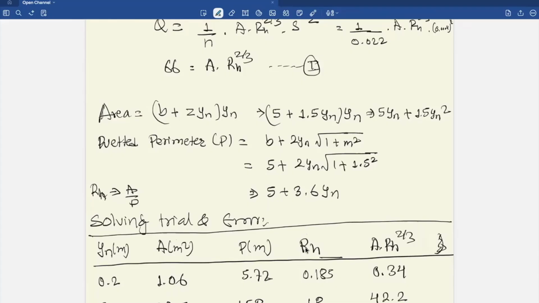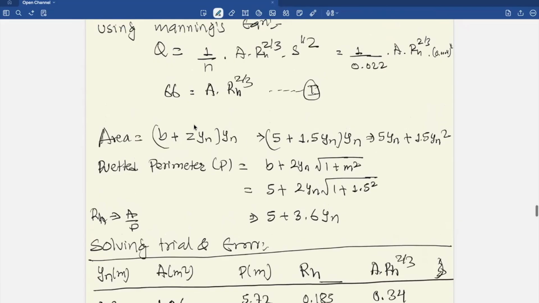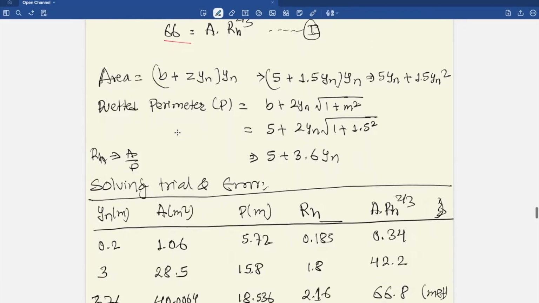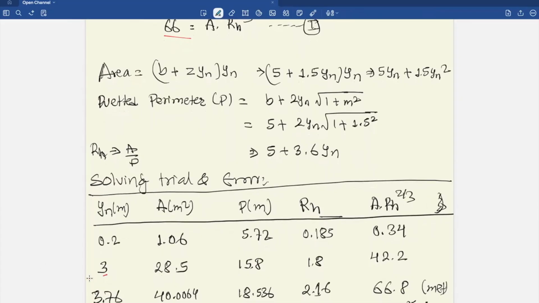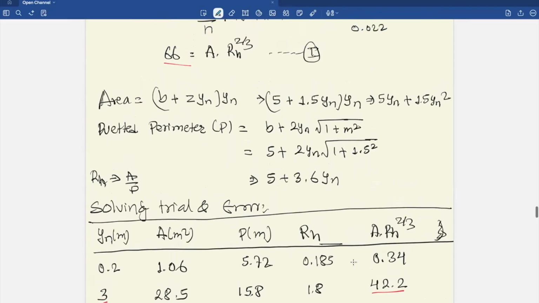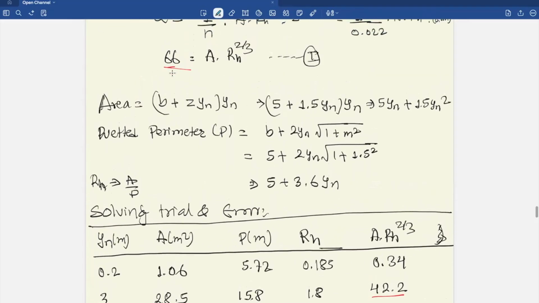And when I compute RH, the hydraulic radius, it is about 0.18. And when I compute area times the hydraulic radius to the power 2/3, I get 0.34, which is way less than this 66. So I increased it to 3, and I did the same process and it gave me 42.2. It is also slightly below this 66.